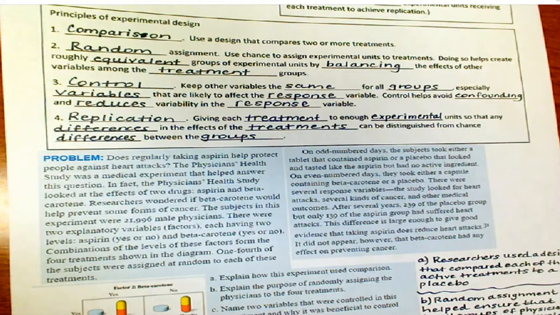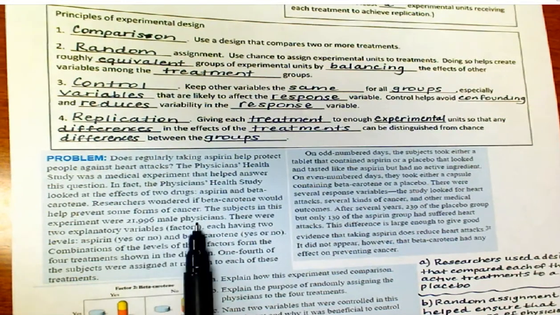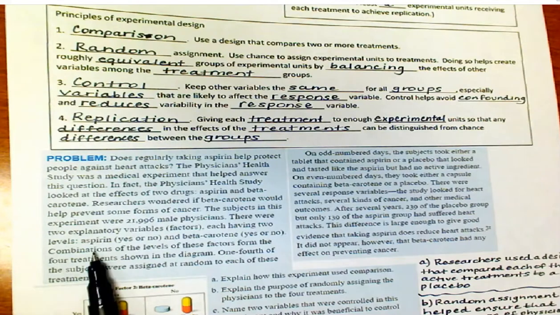In fact, the Physician's Health Study looked at the effects of 2 drugs, aspirin and beta-carotene. Researchers wondered if beta-carotene would help prevent some form of cancer. The subjects in this experiment were 21,996 male physicians. There were 2 explanatory variables, factors, each having 2 levels. So aspirin, yes or no if they took it, and beta-carotene, yes or no. Combinations of the levels of these factors form the 4 treatments shown in the diagram. 1/4 of the subjects were assigned at random to each of these treatments.